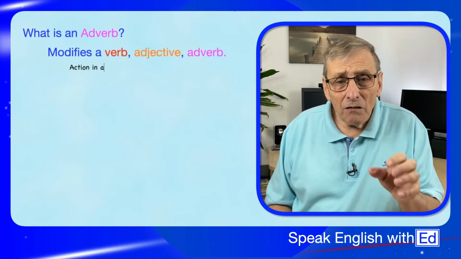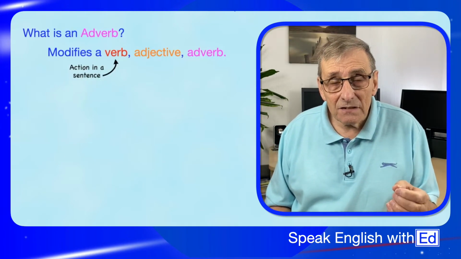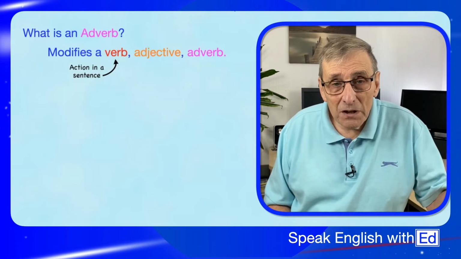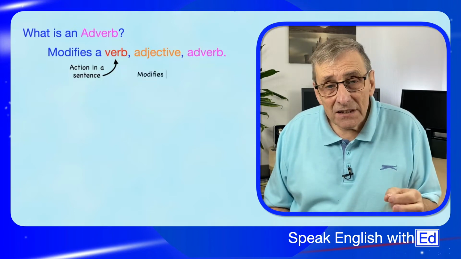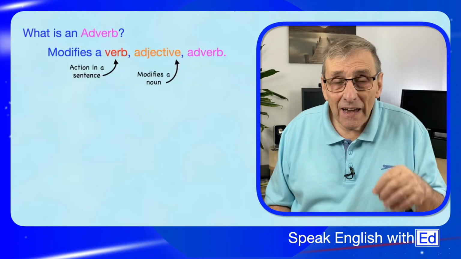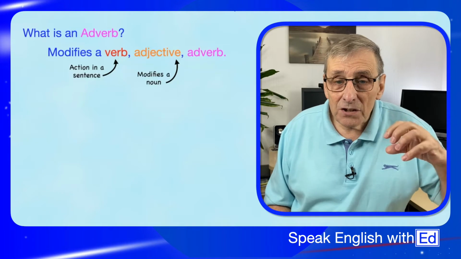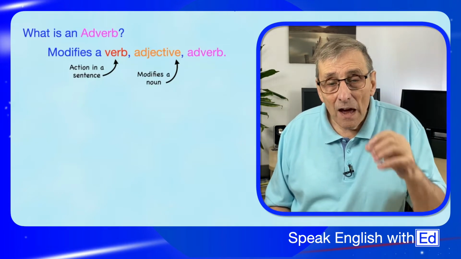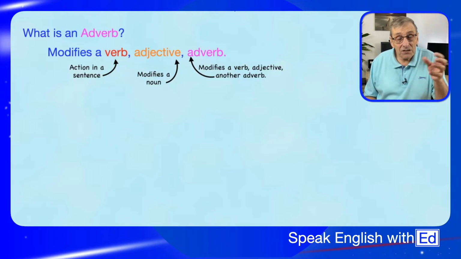Now, a verb is a word that provides the action in your sentence. This is the thing that provides the information about what is happening in your sentence. Now, an adjective, this is a word that can modify a noun. So if you've got an object, a place or a thing in your sentence, you can use an adjective to modify it. And as we've just discovered, an adverb modifies verbs, adjectives and other adverbs. If you've got another adverb in your sentence, then you can modify that as well.